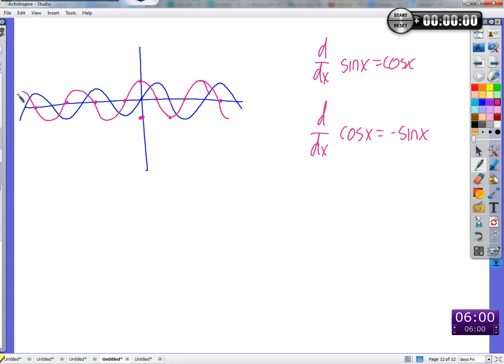Wait, why is it negative sine? Why is it like that though? The sine would be negative. Taking the derivative of the cosine.